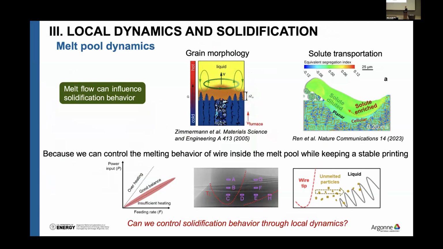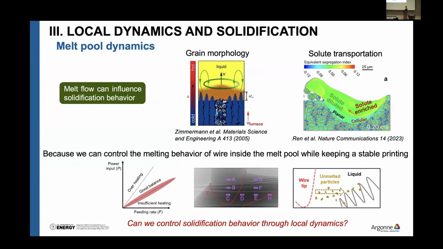So we know in metallurgy or even in metal additive manufacturing, the melt flow can greatly influence the solidification behavior. For example, it influences the grain morphology and the element segregation. And in the last section, we discussed that even within the optimized processing window, we have some space to finely tune the printing parameters to control the melting behavior of the wire while still keeping a relatively stable printing.